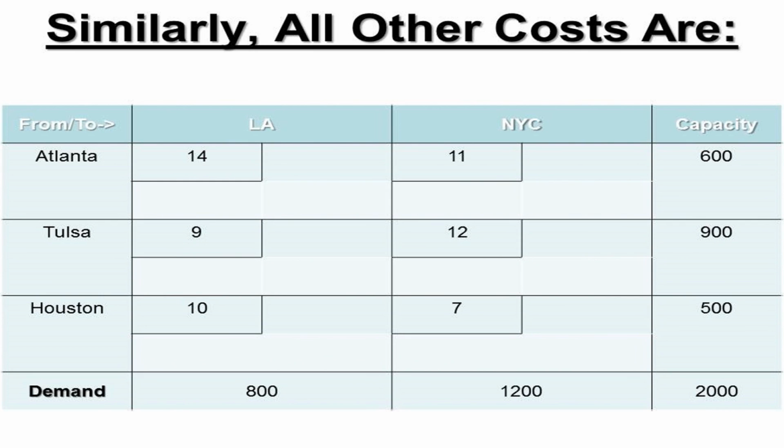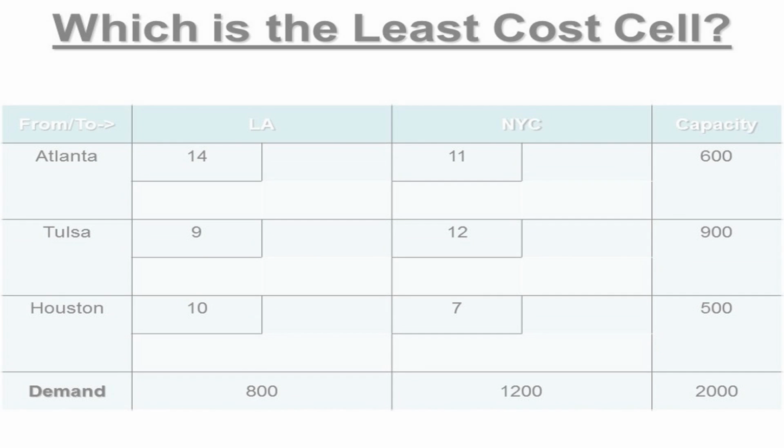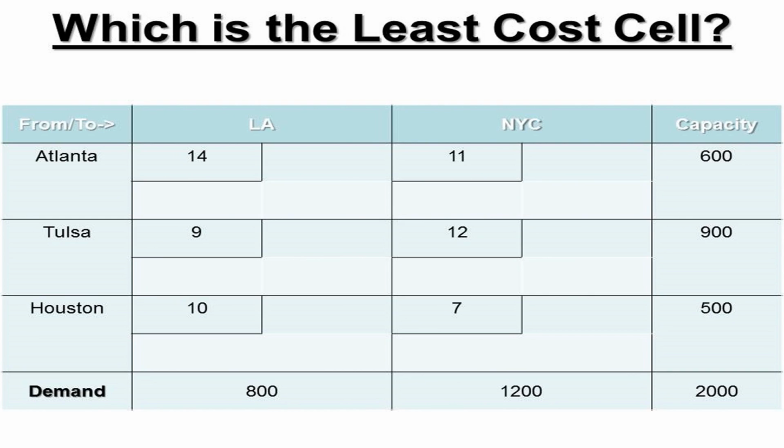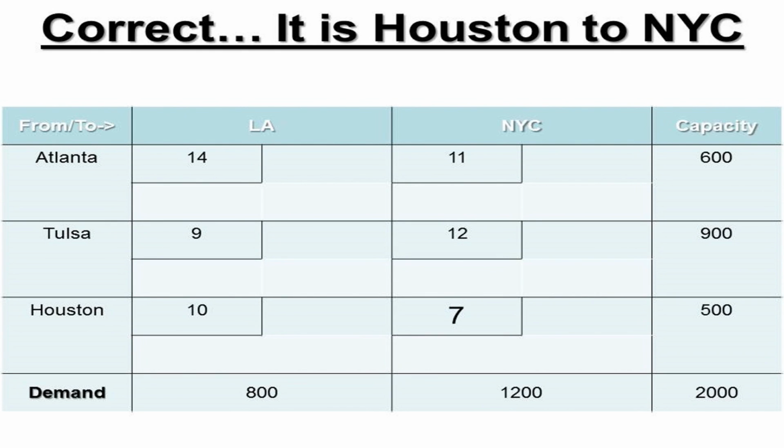Similarly, all other costs have been filled out. Now your objective is to find out what is the best way to provide for these demands from supply centers. And we will use the technique known as least cost cell. So which is the least cost cell? Well, Houston.